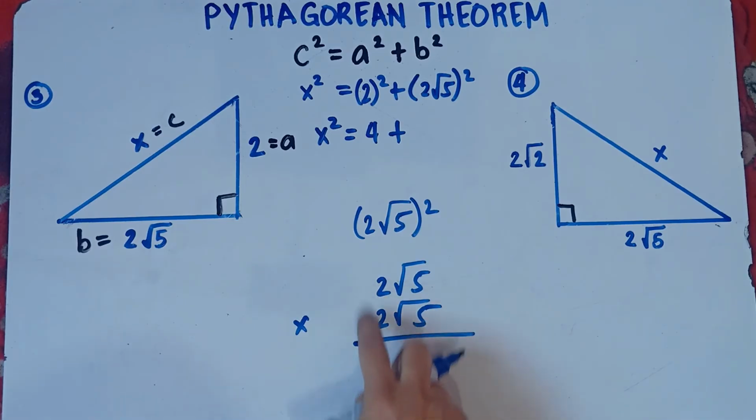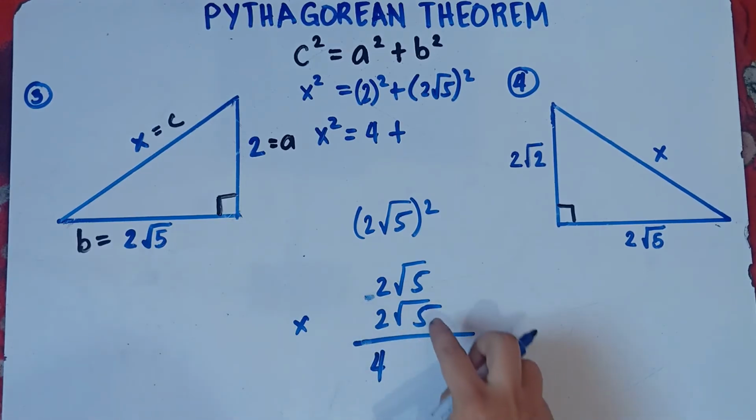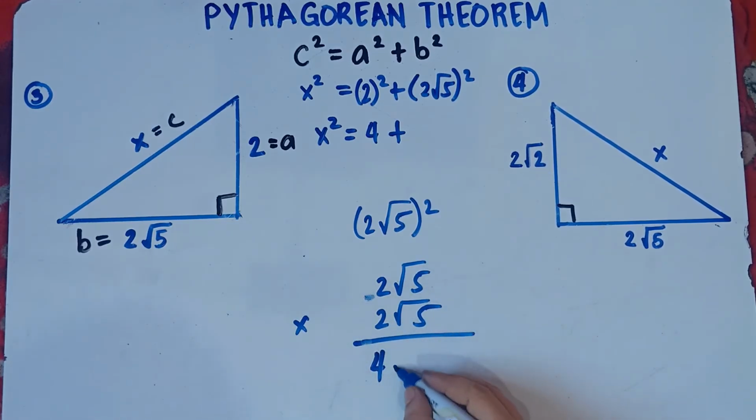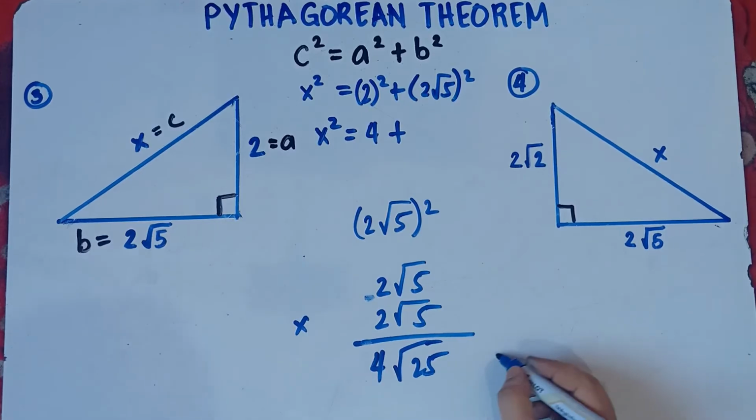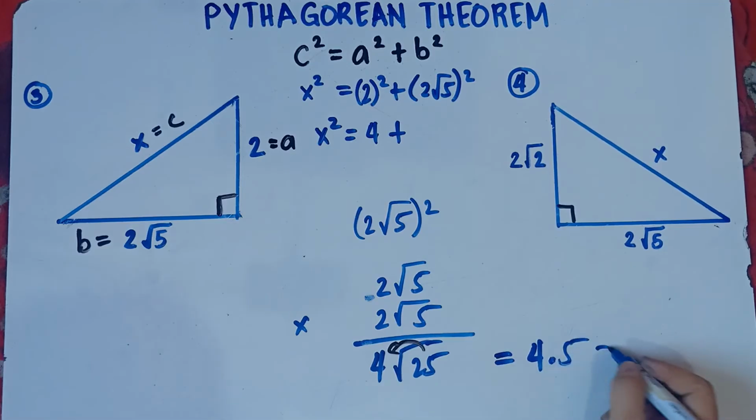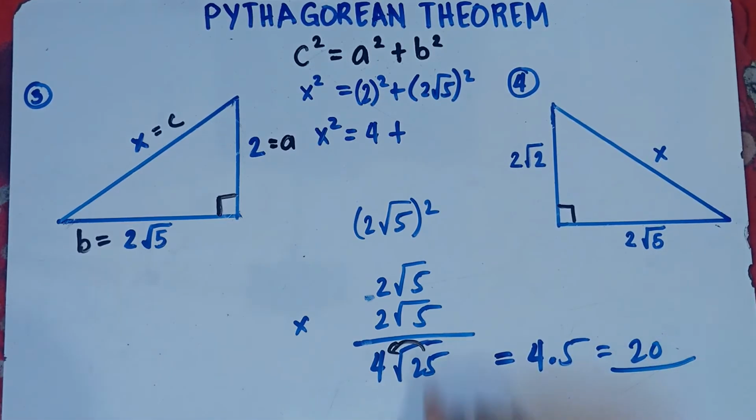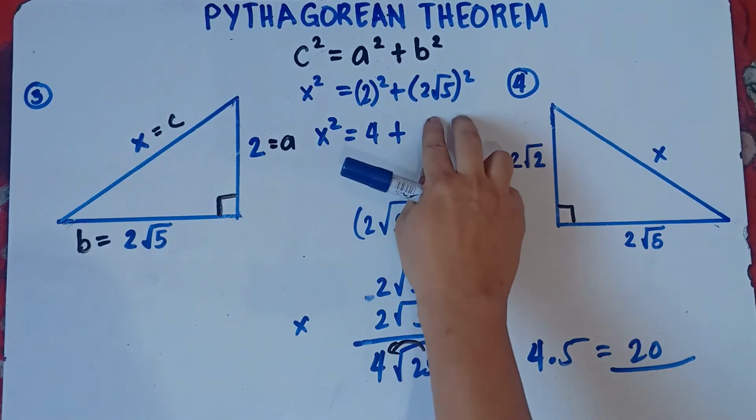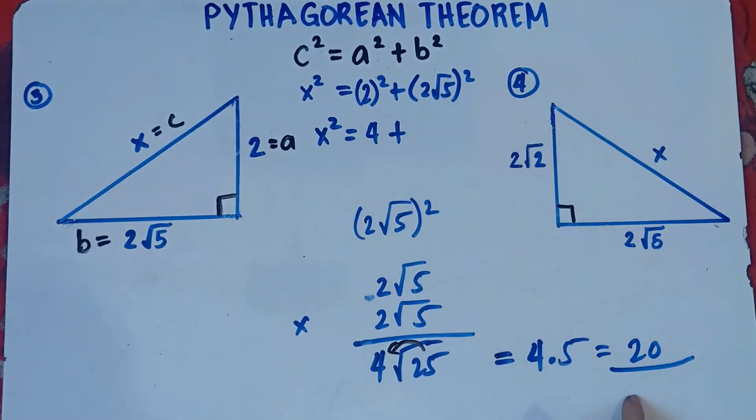So 2 times 2, that is 4. Square root of 5 times square root of 5, that would be square root of 25. Do we have square root of 25? Yup, the square root of 25, that is 5. So copy 4, and the square root of 25, that is 5. You put it outside, you multiply it by 4. So this will be 4 times 5, that is 20. So therefore, quantity 2 square root of 5 raised to the power of 2, the answer is 20.